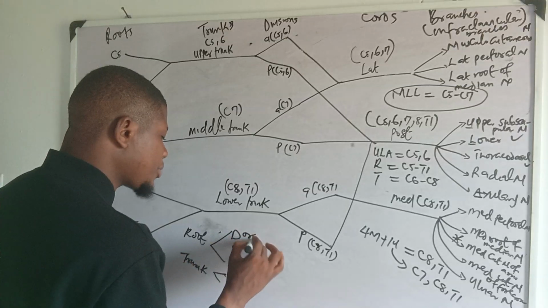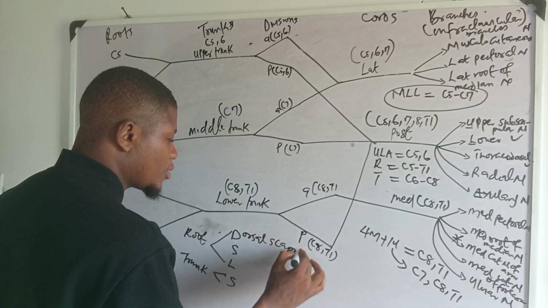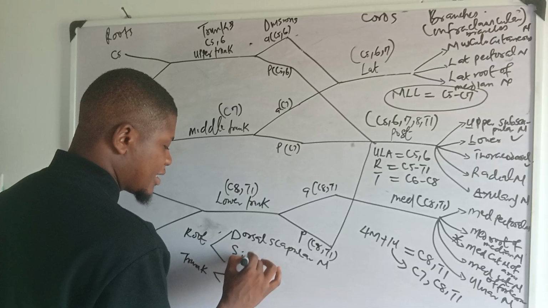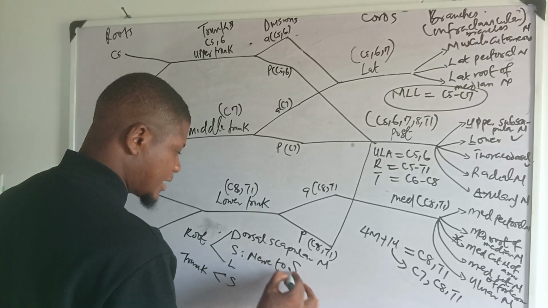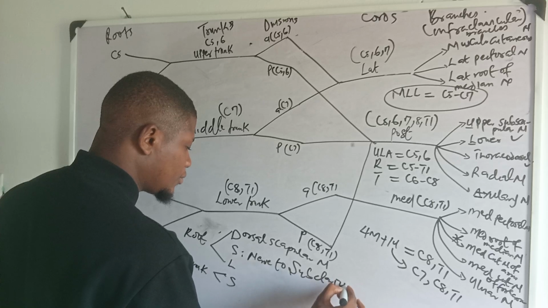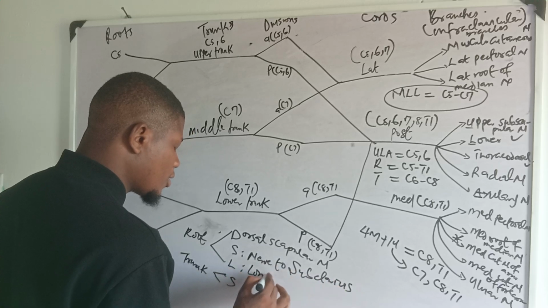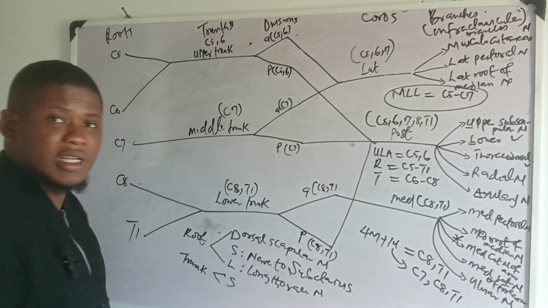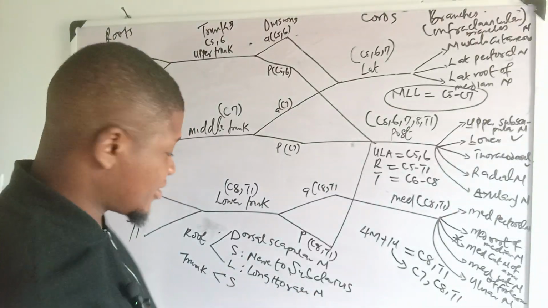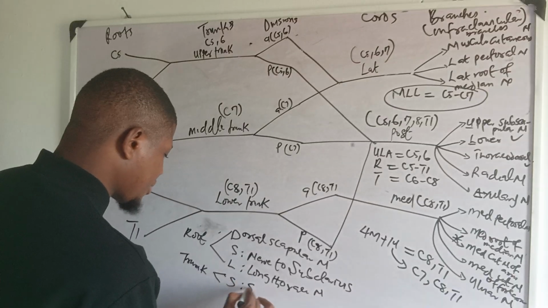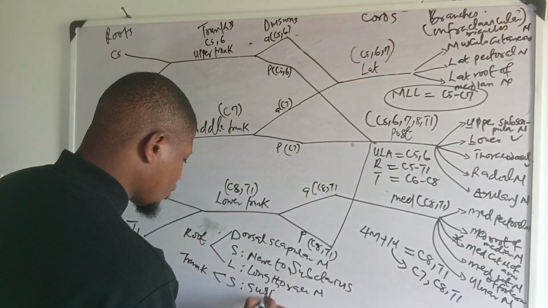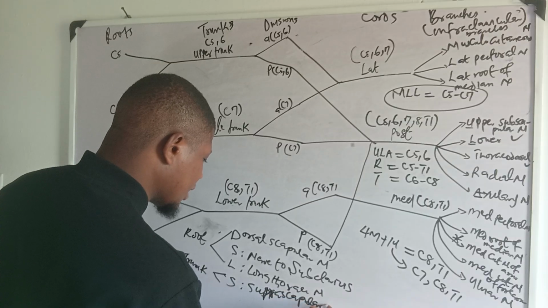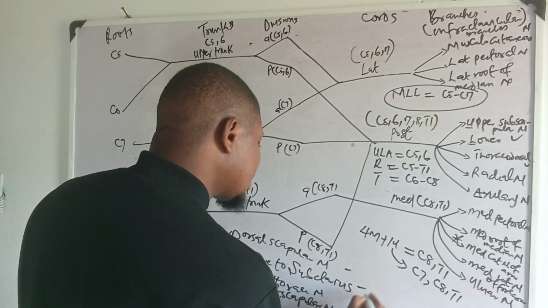So D means dorsal scapular nerve. S means nerve to subclavius. Then L means long thoracic nerve. Some people call it nerve of Bell. You understand? Then this one is the suprascapular nerve.